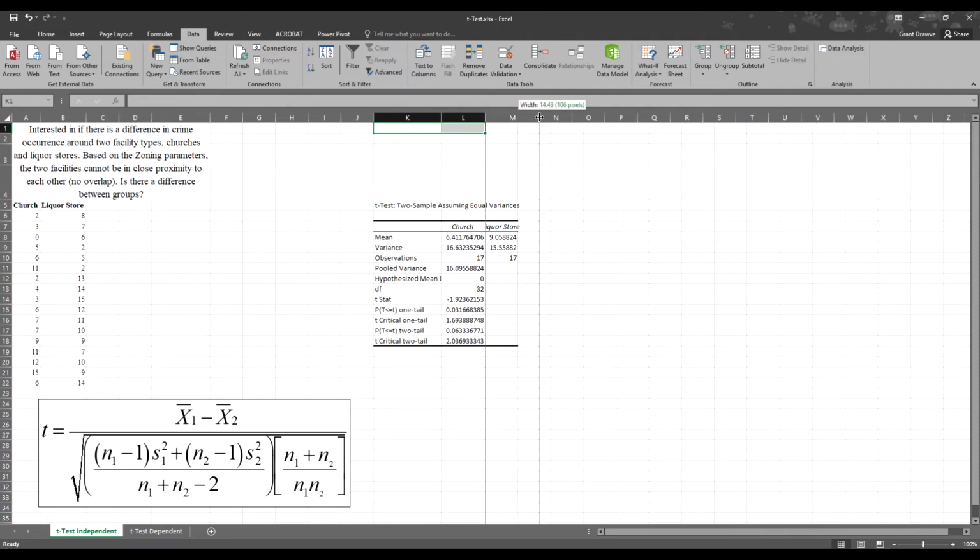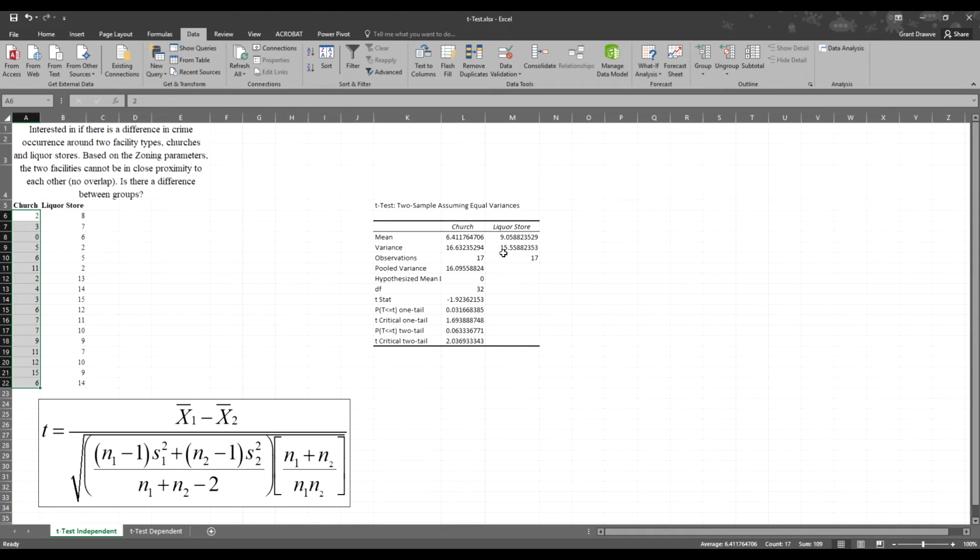Alright, so now let's make sense of this information. If you remember from the beginning when I just highlighted the values under church, it gives us a 6.411 as our mean, our average number of crimes occurring around a church. This is what we're seeing again here. With that, we also see liquor stores. They had a higher average, so they had about 9 around each liquor store.